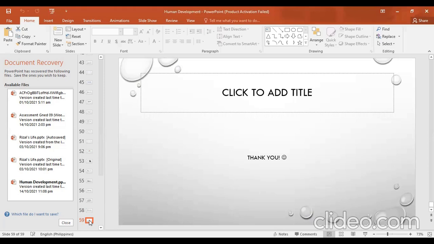So once again, I am Sir Riel, and hopefully, even though marami itong lesson, try natin na mag-create or mag-make ng reviewer para mas maintindihan natin siya.